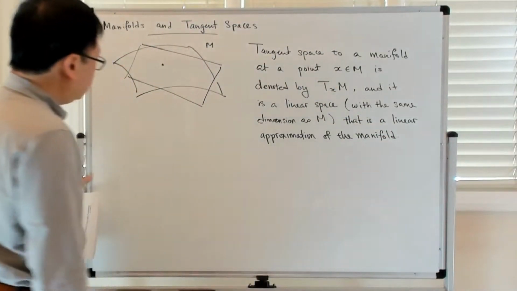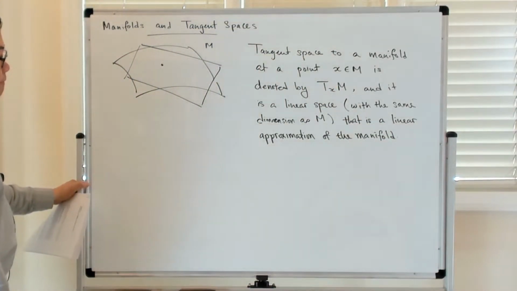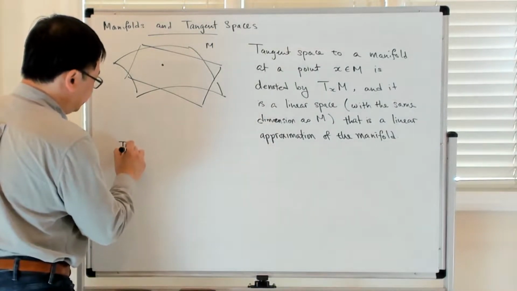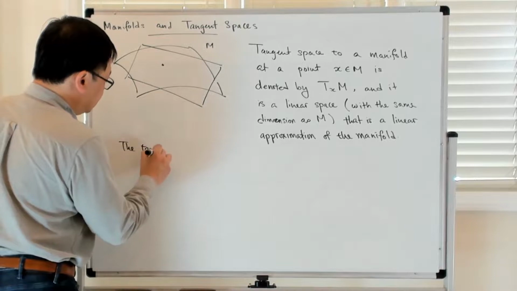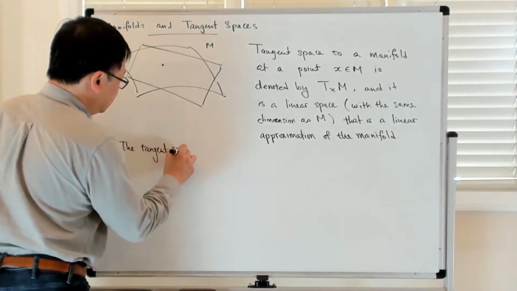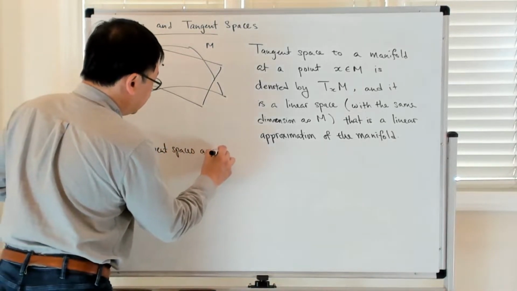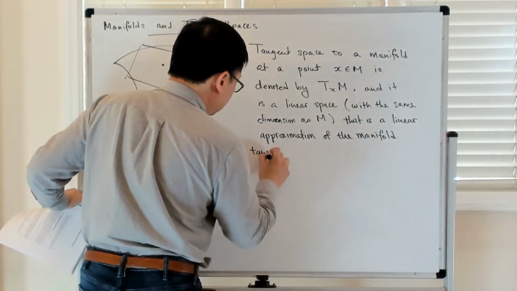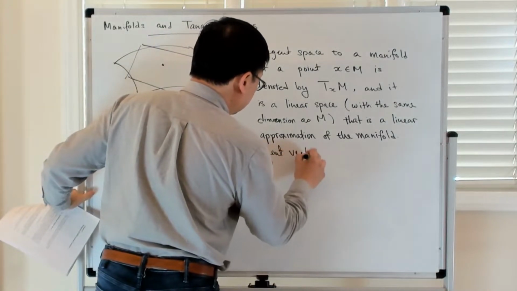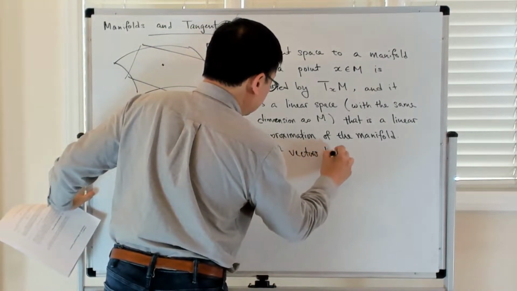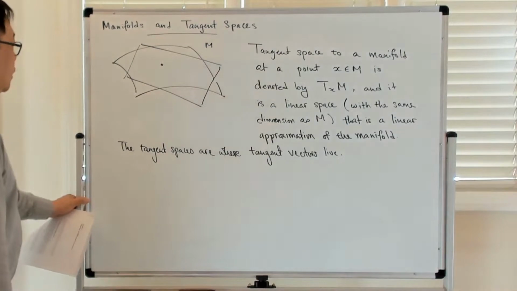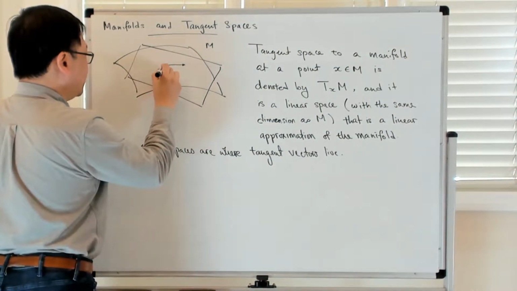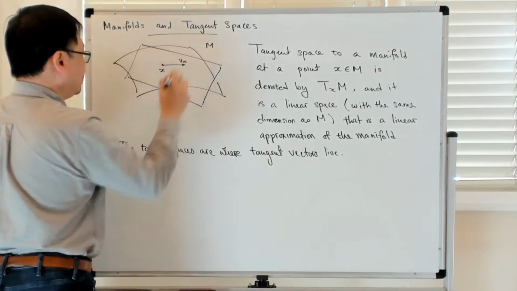Okay, and the tangent spaces are where the tangent vectors live, if you will. Right, so imagine if I have a tangent vector to a point. So let's say I have an x, so this is maybe v sub x.